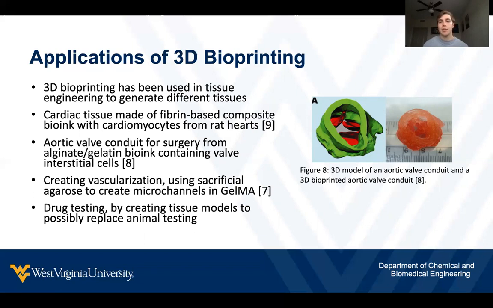One of the limitations with bioprinting and reconstructing organs has been creating the vascularization. One study looked at using sacrificial agarose to create microchannels in GelMA for tissue engineering in the future. A related but slightly different application of bioprinting, instead of just tissue engineering for implementation into humans, would be drug testing and disease testing, where it can be used to create tissue models and possibly replace animal testing in the future.